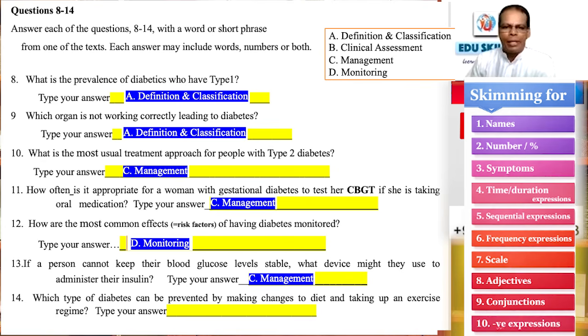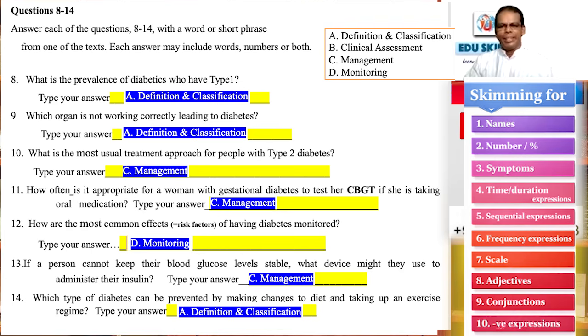Next one: which type of diabetes can be prevented by making changes to diet and taking up an exercise regime? Actually, for which type of diabetes out of 3? Type 1, type 2, gestational. You have to just search for one, where you have the words diet and exercise.